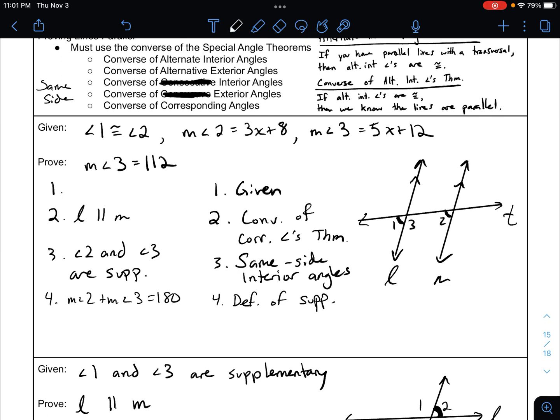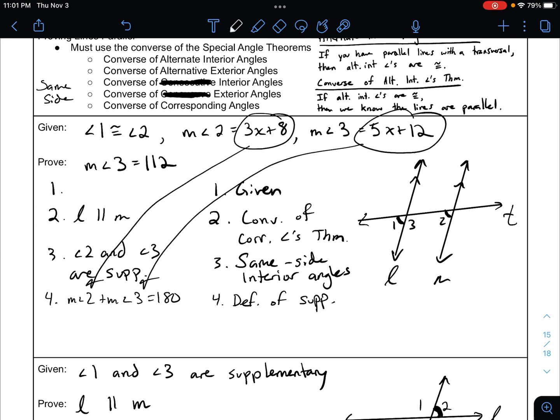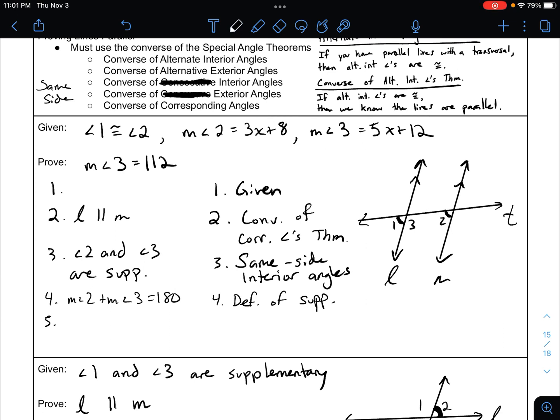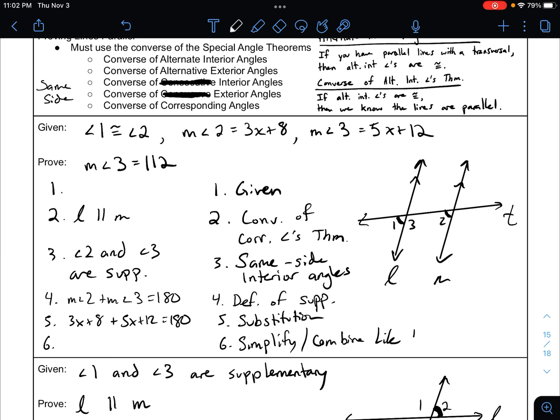So now it looks like we're going to do some substitution. Take that 3x plus 8 and plug it in. Take the 5x plus 12 and plug that in as well. So now in step 5, we've got 3x plus 8 plus 5x plus 12 is 180. That is substitution. We're going to simplify, or in other words, combine like terms. This gives me 8x plus 20 equals 180.